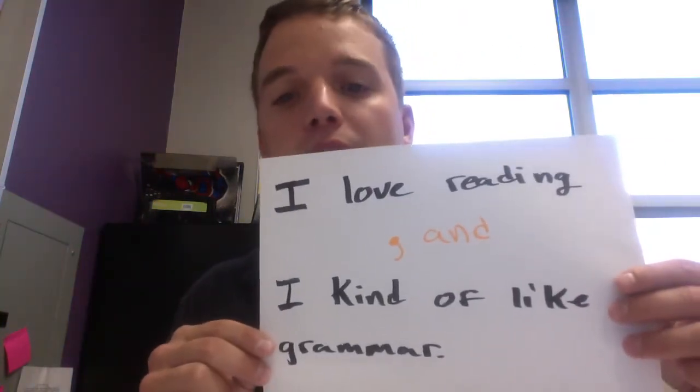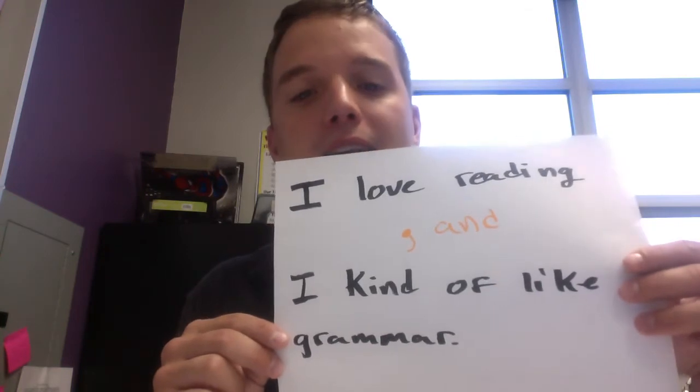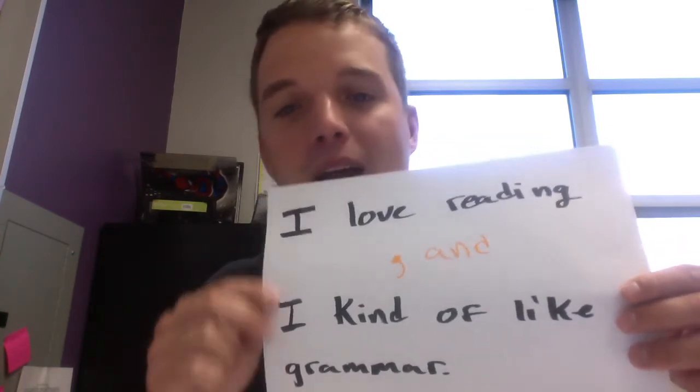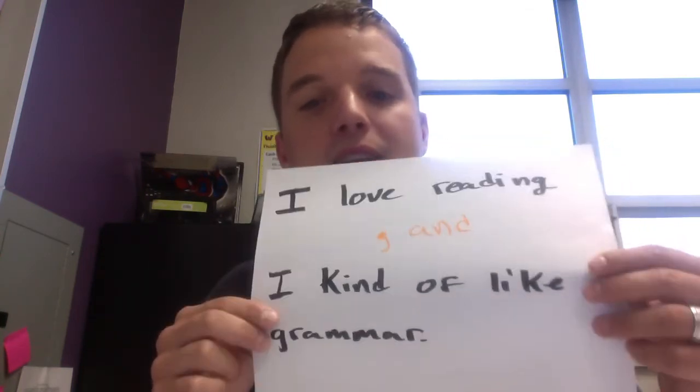here's an example of two independent clauses joined with a comma and a conjunction. I love reading, and I kind of like grammar. I love reading, independent clause. I kind of like grammar, independent clause. To join them, I'm going to use a comma and a conjunction.